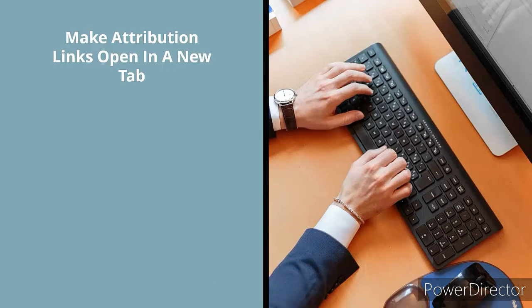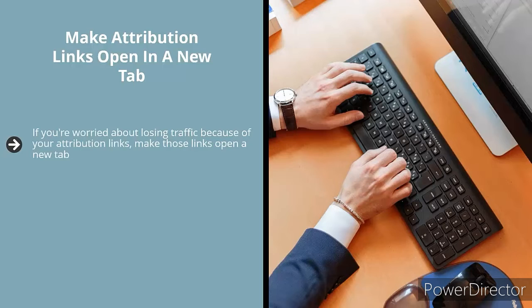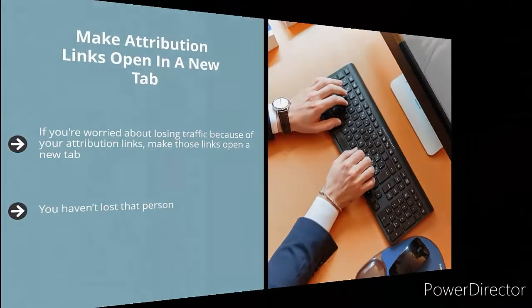Make attribution links open in a new tab. If you're worried about losing traffic because of your attribution links, make those links open a new tab. This way, when a visitor to your website clicks on that link, a new tab is created. Your tab is still open. You haven't lost that person. They can look at that content, check out the website that created the infographic that they're interested in, and then once they're done, they can close that and go back to your site. Pretty straightforward.